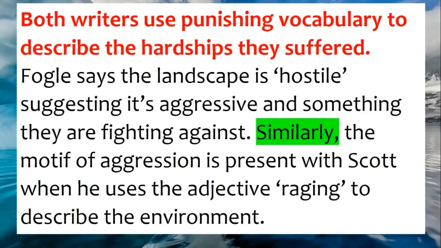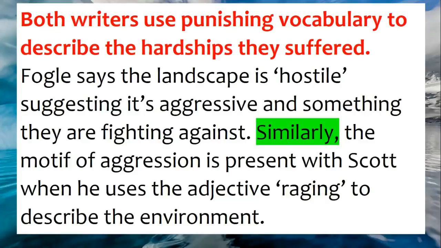So let's go through a few points we're going to make. Each time what I'm going to do is say both writers say something, then give a quote from each one, and I might say that both writers say something, however they do it in different ways or they do it in the same way. So both writers use punishing vocab to describe the hardships they suffered. That's the point I'm making. Fogle says the landscape is hostile, suggesting it's aggressive and something they're fighting against. Similarly, the motif of aggression is present with Scott when he uses the adjective raging to describe the environment.